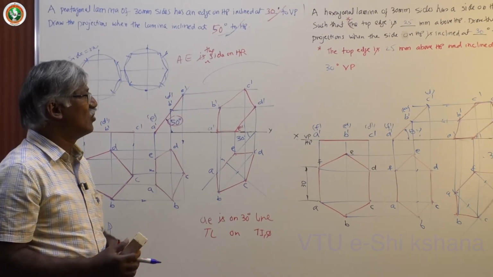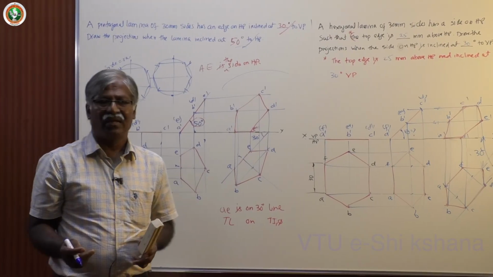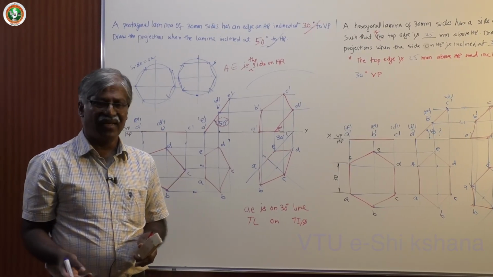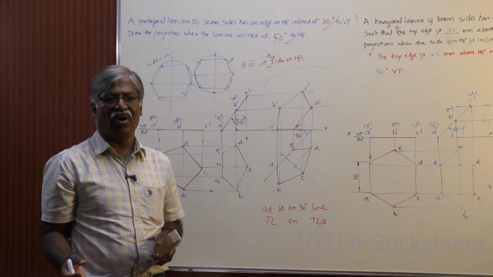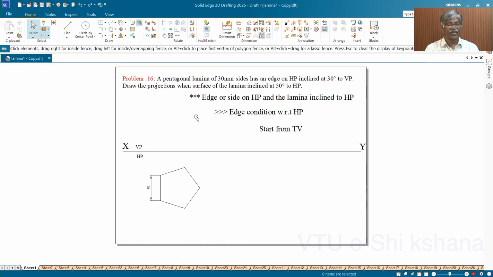That's all. Okay. So these are the ways of working the problems on pentagon and hexagon. I will work the same on computer software. Let me take a problem on a pentagonal lamina. A pentagonal lamina of 30 mm sides has an edge on HP inclined at 30 degrees to VP. Draw the projections when the surface of the lamina is inclined at 50 degrees to VP. Already we worked out the same problem on the whiteboard. There we considered the same angle of inclination with respect to HP and the inclination to VP, also the same thing. Now I will discuss briefly the edge or side on HP.